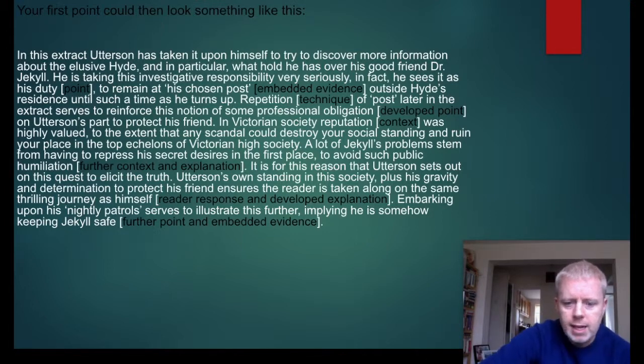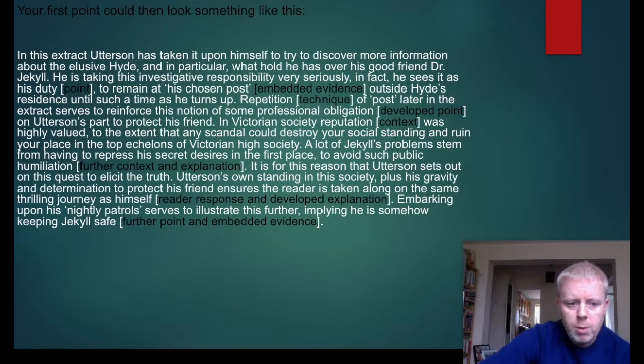He is taking this investigative responsibility very seriously. In fact, he sees it as his duty, that's my point, to remain at his chosen post outside Hyde's residence until such time as he turns up. Repetition of "post" later in the extract serves to reinforce this notion of some professional obligation on Utterson's part to protect his friend. In Victorian society, reputation was highly valued, to the extent that any scandal could destroy your social standing and ruin your place in the top echelons of Victorian society.